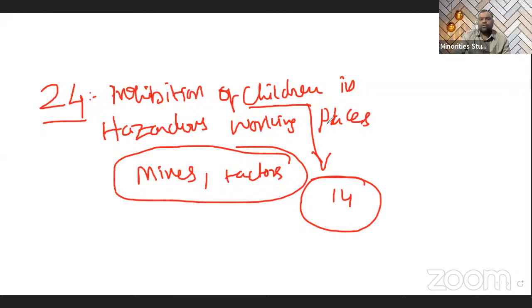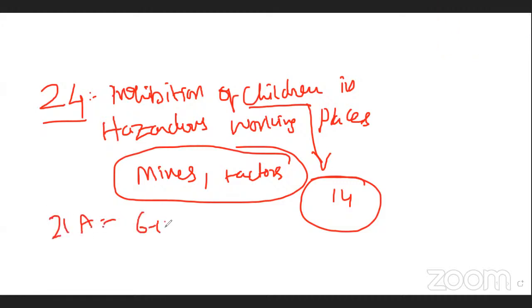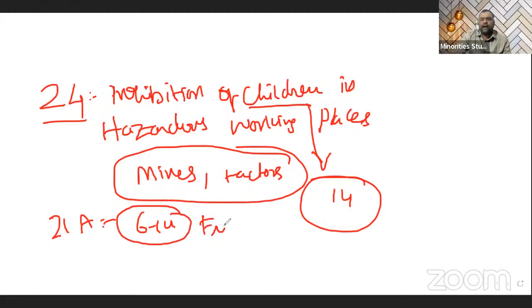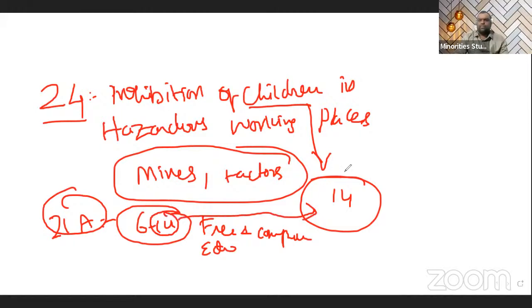And very important, I told you just now in Article 21A, children from 6 to 14 years have free and compulsory education. So what is the age here? 14 years. This is also 14 years. So children below 14 years should not work in any hazardous working places. Try to remember this one. No child below 14 years should work in any mines or factories or any hazardous working places.